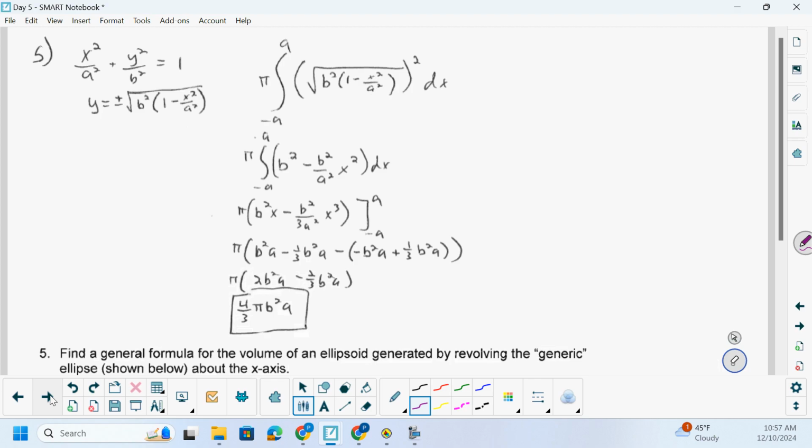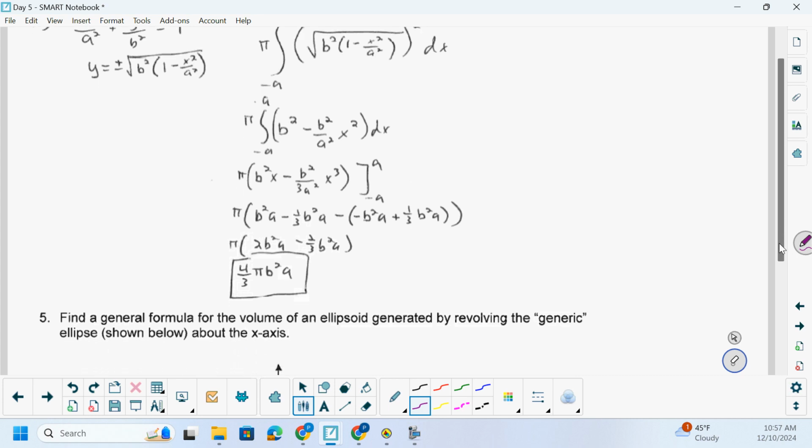And our last one, this was our general ellipse formula. So you have x squared over some a value squared plus y squared over b squared equals 1. So I solved to get y by itself. We got plus and minus under our square root. Now, I kept that b squared out initially, but eventually you're going to want to have it distributed, and you see that in the later steps.